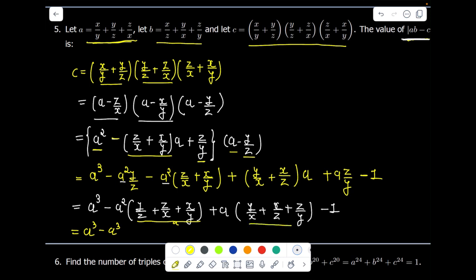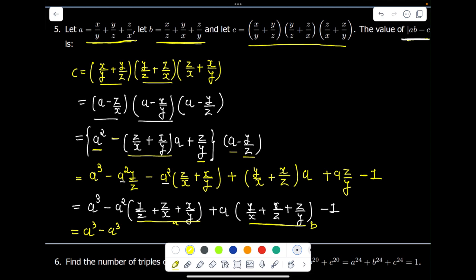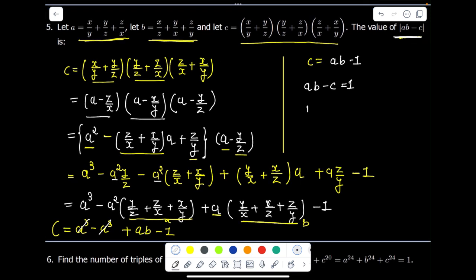Again, this value Y by X plus X by Z plus Z by Y is nothing but B value. So here I will write A into B, it is nothing but AB, and last is minus 1. This entire value is C. So what I will get here, guys? I will get C is equal to, this A cube is cancelled. So C is equal to AB minus 1, which is nothing but AB minus C is equal to 1, that we need mod of AB minus C. So mod of AB minus C is nothing but 1.